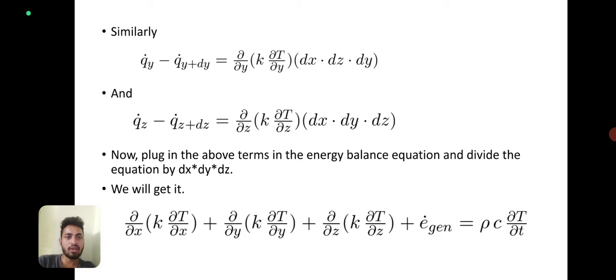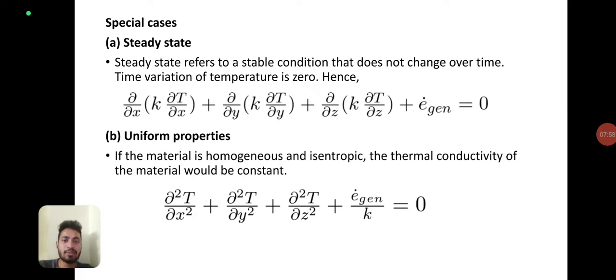Now plug in the above terms in the energy balance equation and divide the equation by dx into dy into dz. We will get dou by dou x into k dou T by dou x plus dou by dou y into k dou T by dou y plus dou by dou z into k dou T by dou z plus heat generation equal to rho c dT by dt. This is the general heat conduction equation in Cartesian coordinate system. Now we will see special cases.